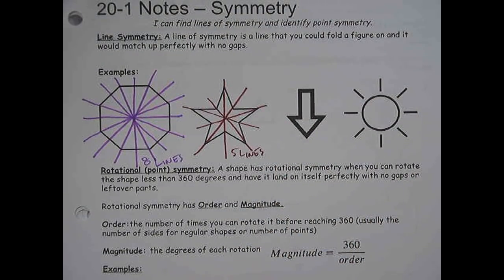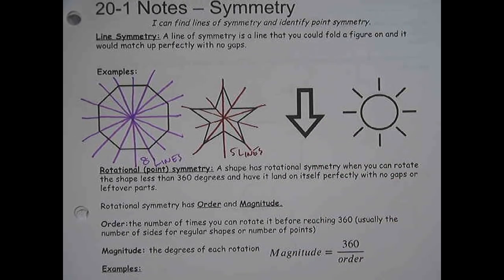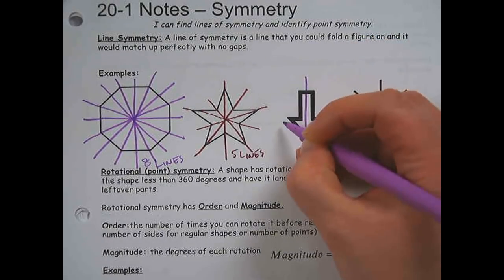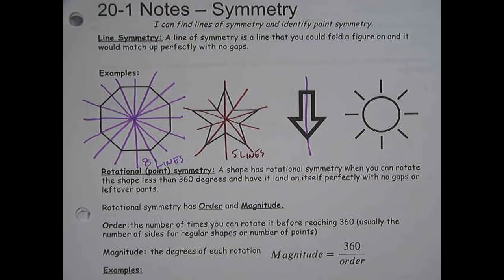Then there are some shapes with less symmetry, like this arrow. The only way I can fold this is down the middle this way, because if I try to fold it this way or any other way, we're going to end up with gaps that aren't filled in, and it wouldn't be a perfect mirror image.